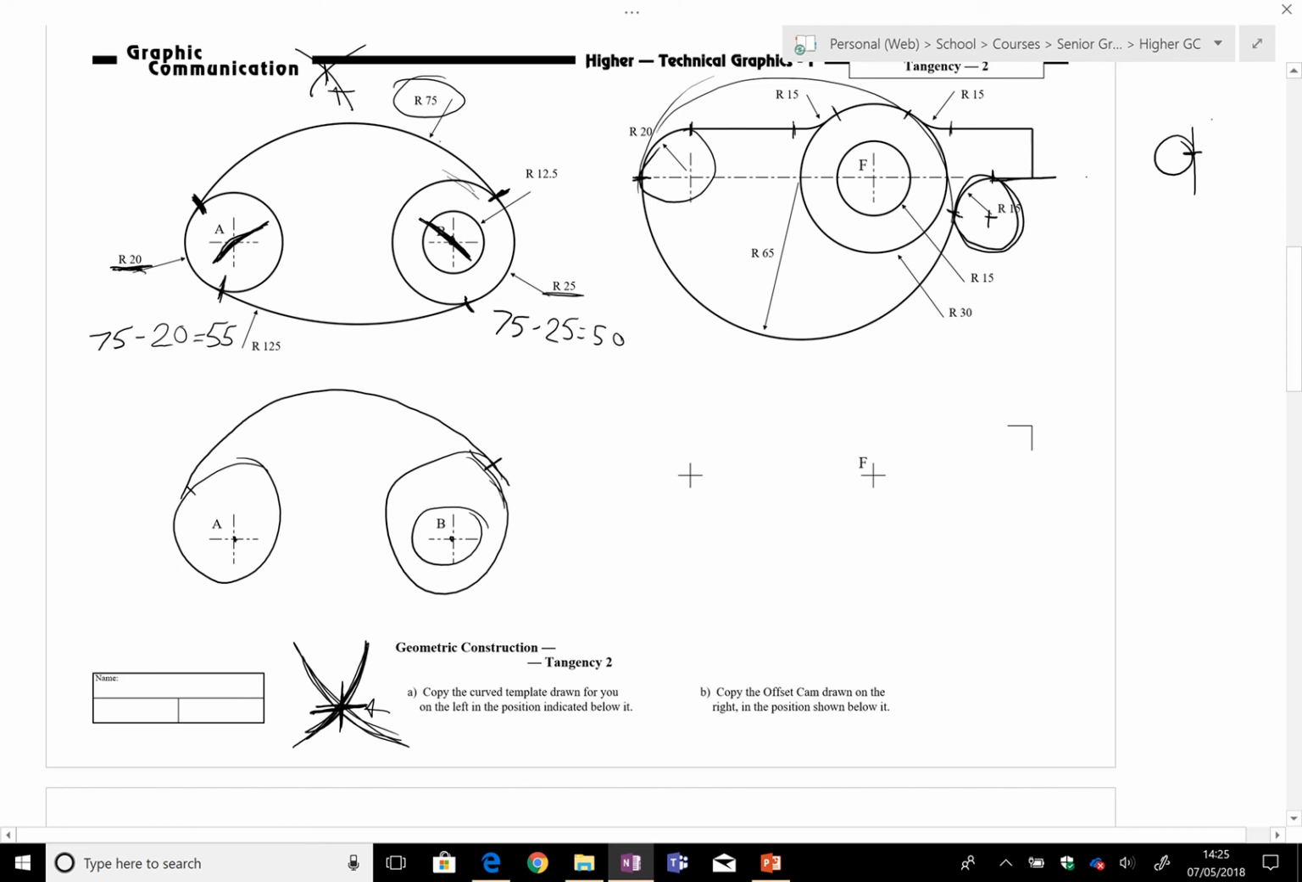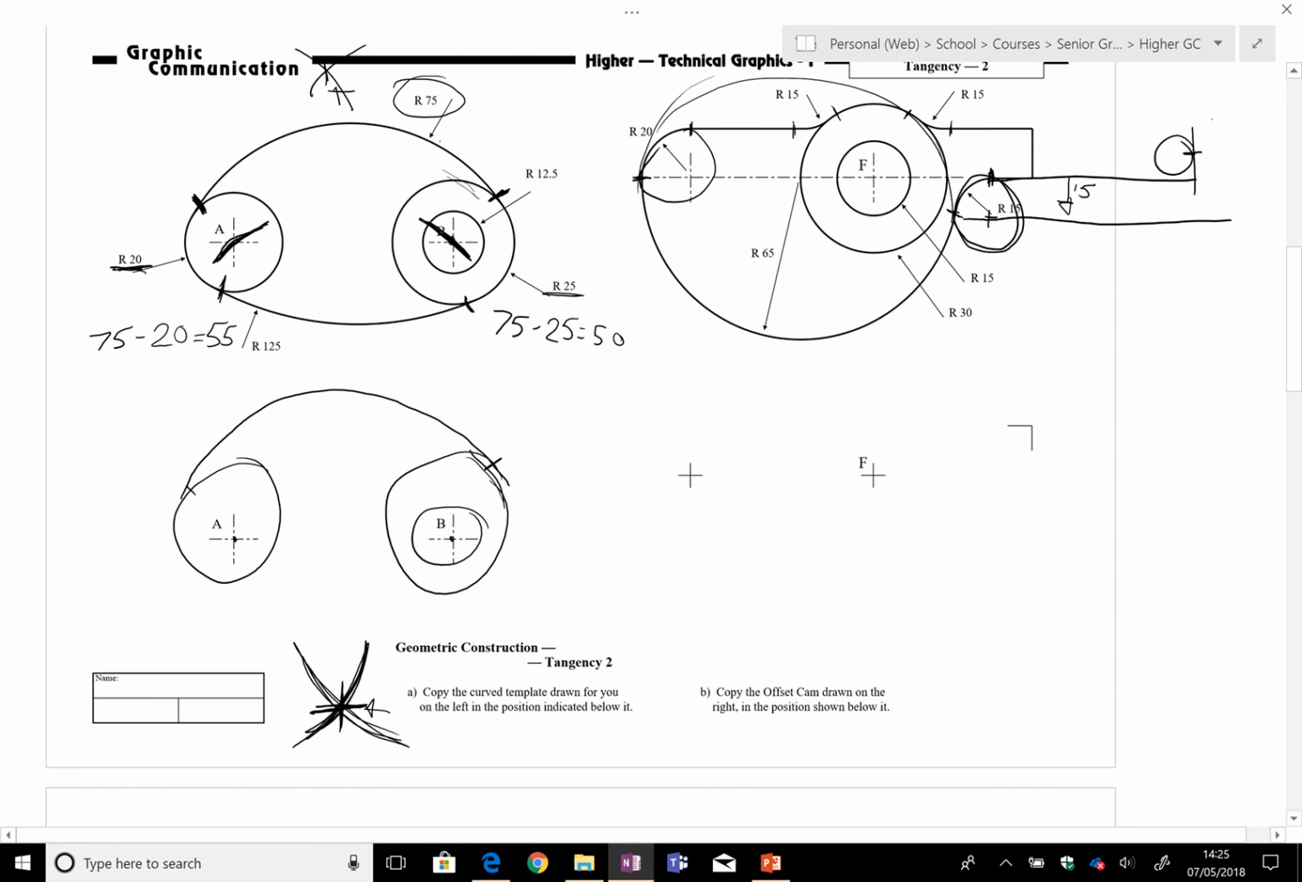Now, we've got a straight line there. So go back to Tangency video number 1, and you can see I measure perpendicular to that line, 15 millimetres, and I draw a line straight across. And that would give me where the centre line is somewhere on that. But I don't know where, and I don't know where it starts. So it's not as if I can just measure this distance here. So I've not got that.